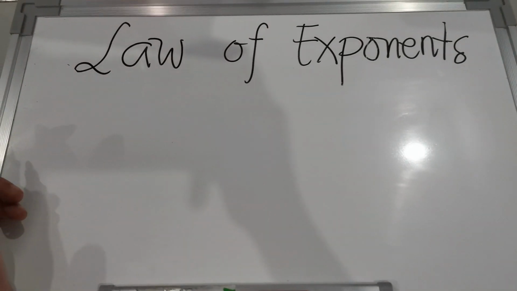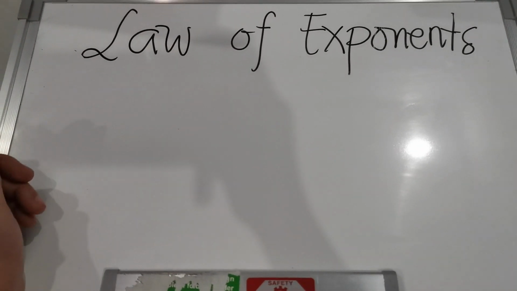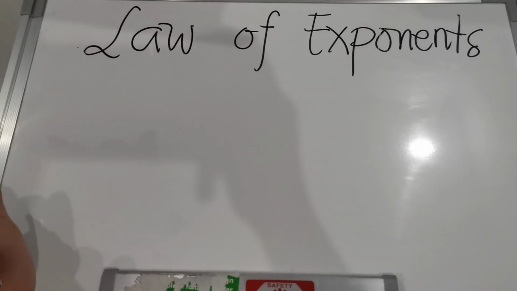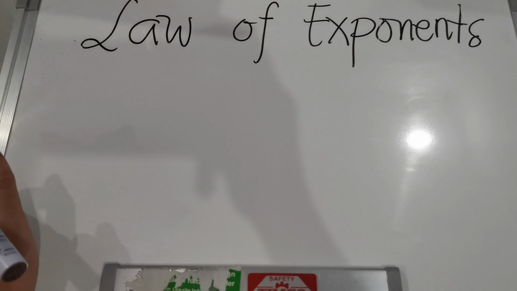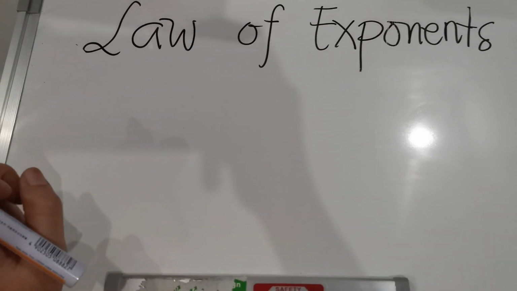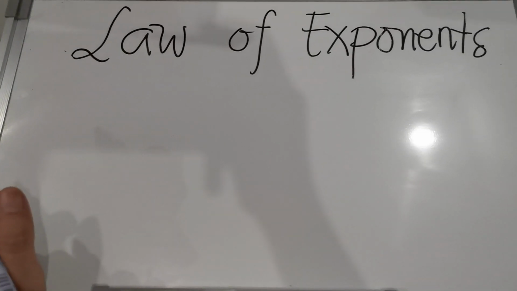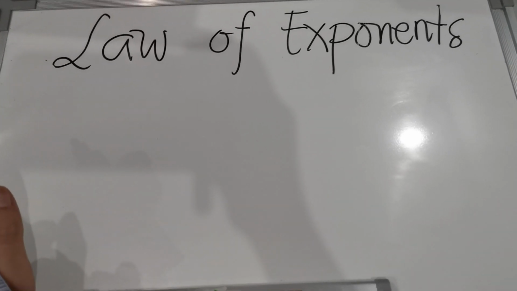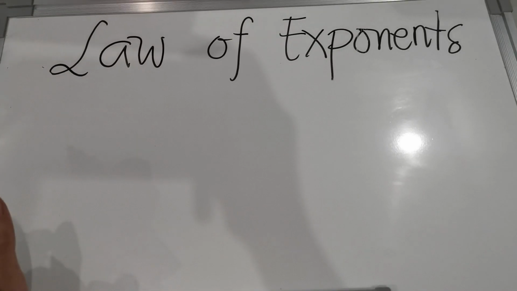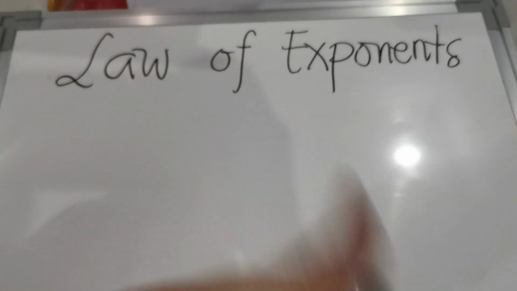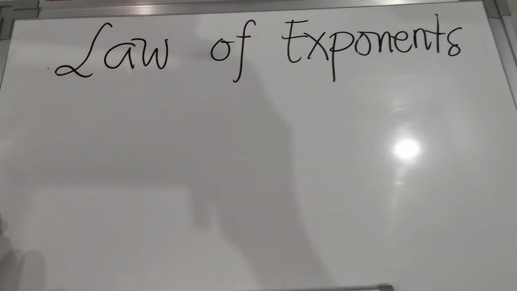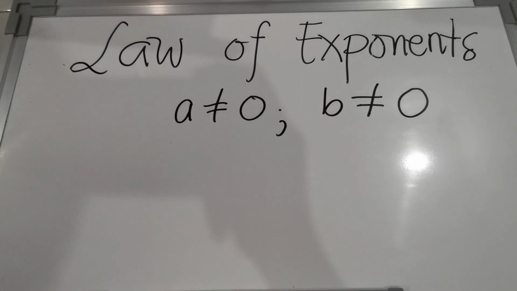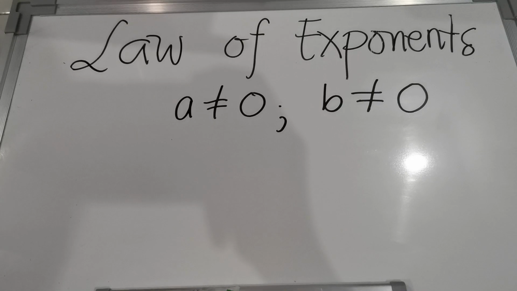So this is the continuation ng lesson natin last time, wherein last time we discussed about factoring. So aside from the knowledge of factoring, kailangan din natin i-apply ang laws of exponents in simplifying rational algebraic expressions. So are you ready? Let's start. So, sa laws of exponents, we have to remember A should not be equal to 0 and B should not also be equal to 0.